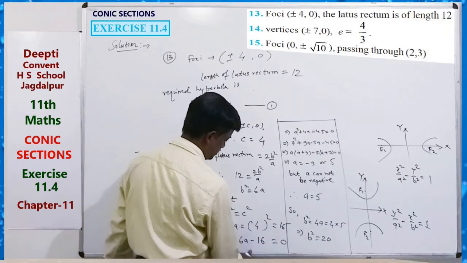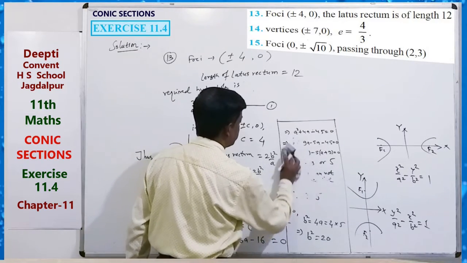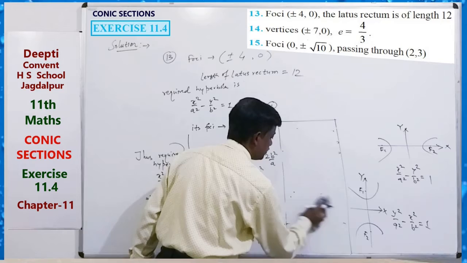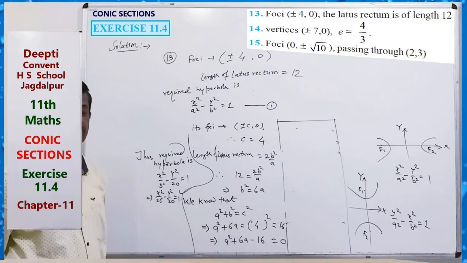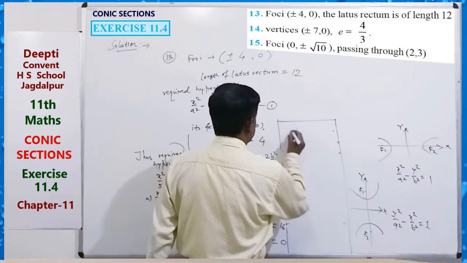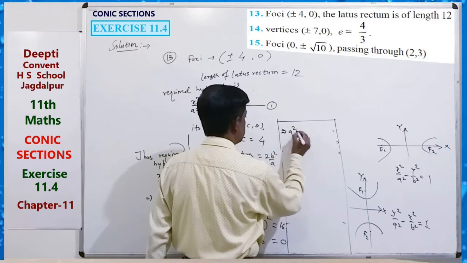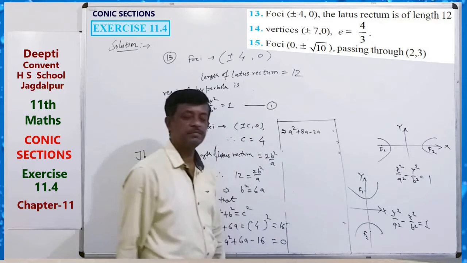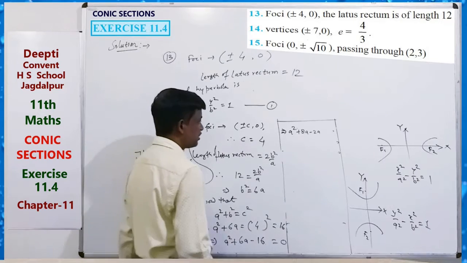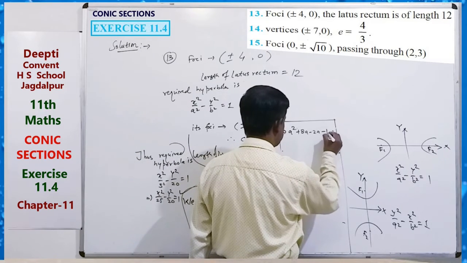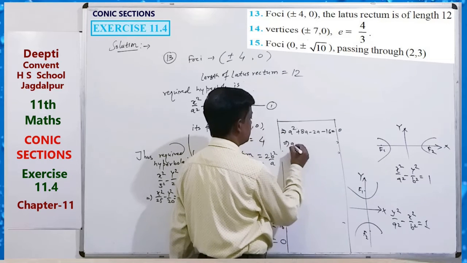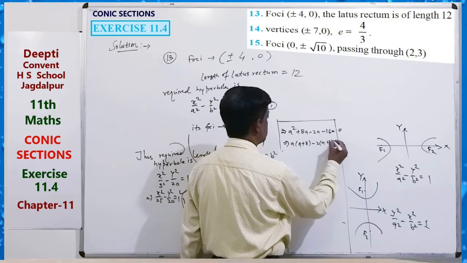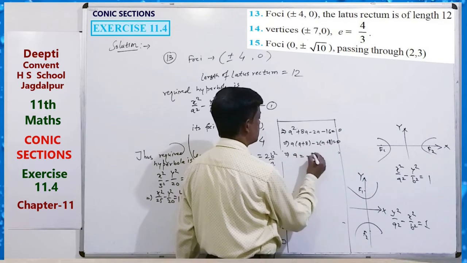So it can be solved and we can get 8 and 2. What will be the value? 8 and 2, na? This implies a square plus 8a minus 2a minus 16, and plus 6a minus 16 equals to 0. So from here, a plus 8 into a minus 2 equals to 0, implies a equals to minus 8 or 2.